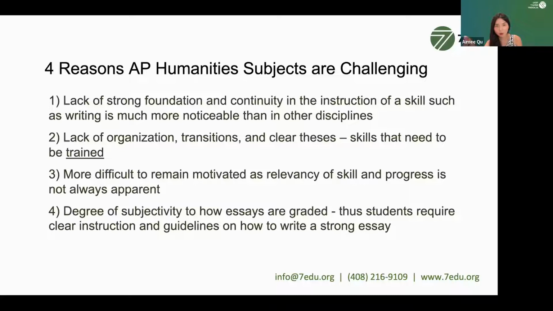It is difficult for them to evaluate their own work. And in cases like that, when progress is more difficult to track within an individual basis, it's also difficult to sustain motivation. Like I mentioned, there is a degree of subjectivity to how essays are graded. So I think one, the skill orientation, the need for practice, and also the inherent difficulty of maintaining that motivation are all reasons why students will find the humanities subjects challenging. I don't think it's simply a matter of they don't like writing. I think even students who enjoy writing can find parts of these exams challenging as well.